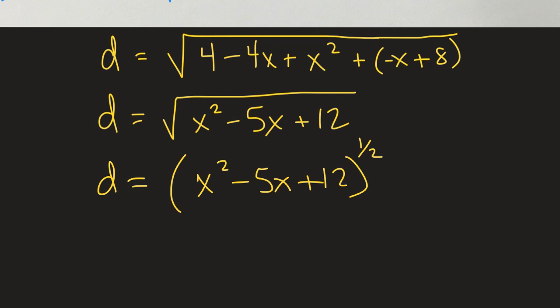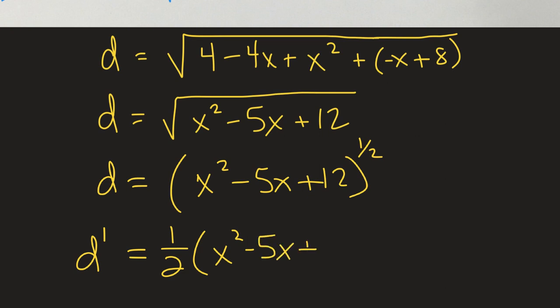Okay, so taking it and raising it to the 1/2 power. Okay, d prime, this is a chain rule differentiation. Okay, the 1/2 comes to the front, and we leave the parentheses alone. Okay, we raise it to the 1 less power, so this means the negative 1/2 times the derivative of our parentheses, right? This is a chain rule, so what's the derivative of x squared minus 5x plus 12? 2x minus 5.